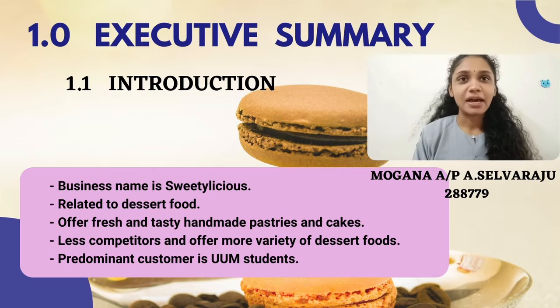First, introduction. Our business name is Sweetylicious. We are doing a business that is related to dessert foods where we can offer fresh and tasty handmade pastries and cakes for the students. We chose this business because there are fewer competitors and we can offer more variety of dessert foods. Our predominant customers will be the UUM students.